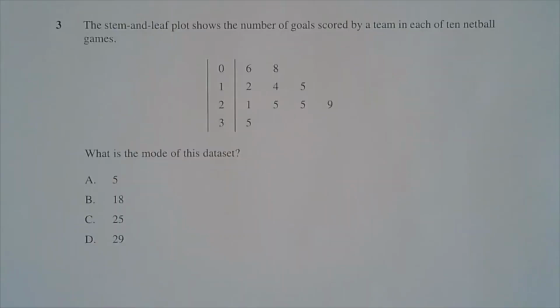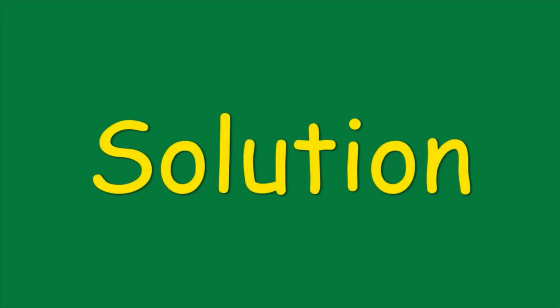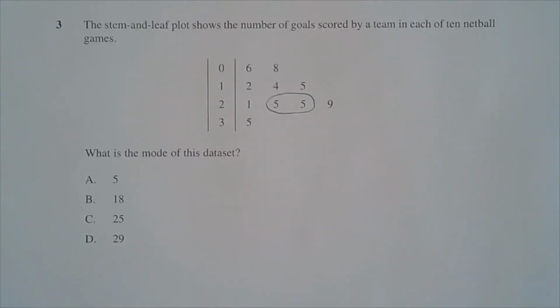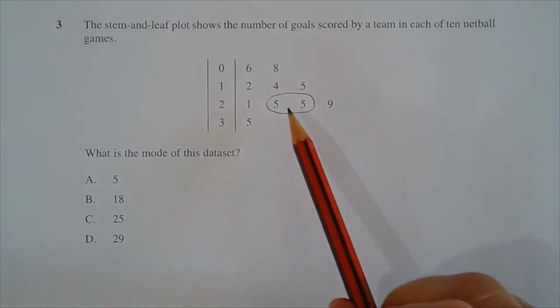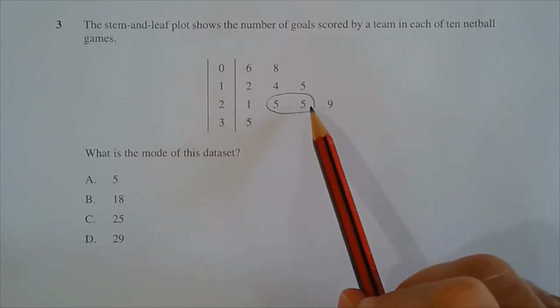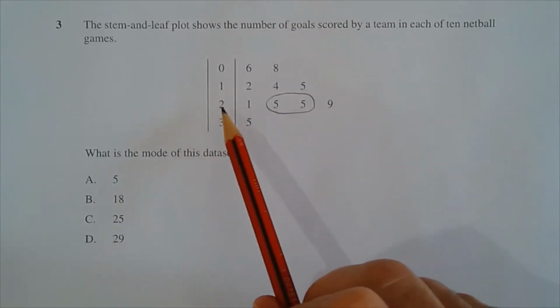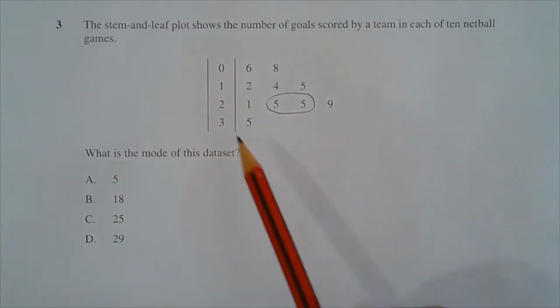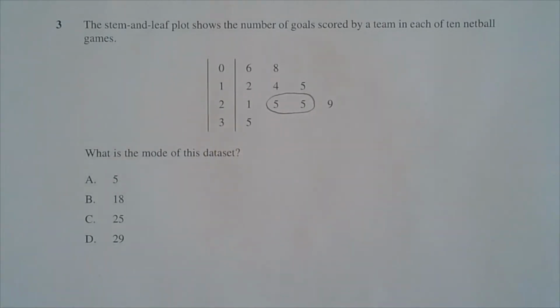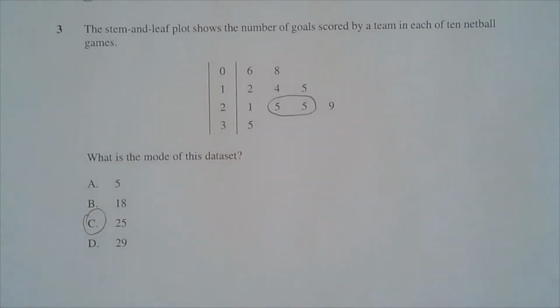Question 3. The stem and leaf plot shows the number of goals scored by a team in each of 10 netball games. What is the mode of this data set? The mode represents the score, or the set of scores, that occurs most often. With a stem and leaf plot, to find the mode, look for the leaves that repeat the most often, and in this case, it's the number 5. So to read this score, we take the stem, combine it with the leaf, so 2, 5 means that's a score of 25, and that occurs twice. So therefore, the answer is C, 25.